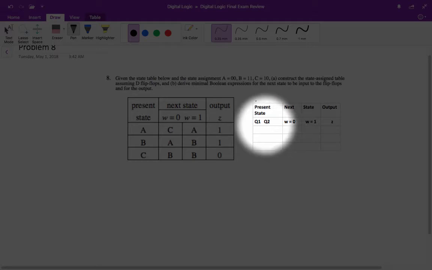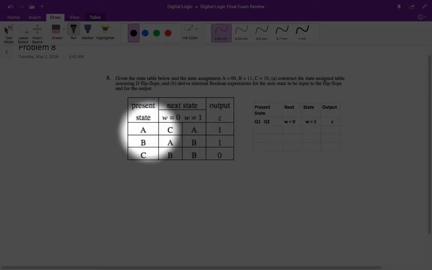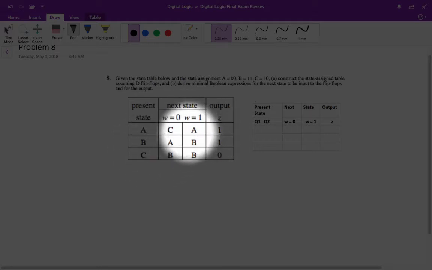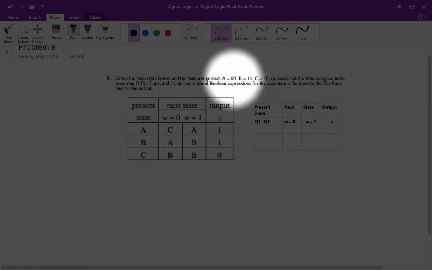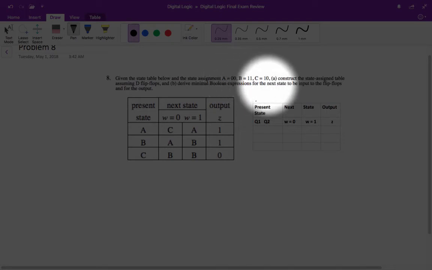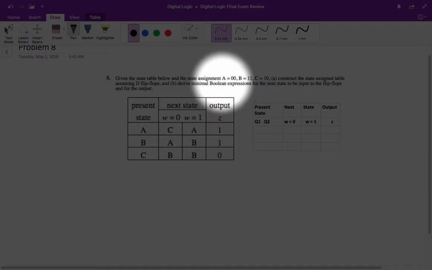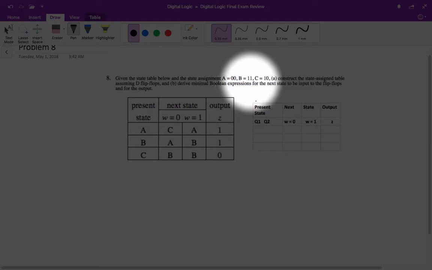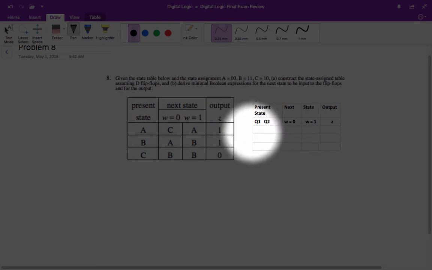and to do that we're going to just translate each of the A, B, and C to their equivalents up here, 0 0, 1 1, and 1 0. Now the first digit in each of these we're going to call Q1, and the second digit we'll call Q2. So for A, Q1 is 0 and Q2 is 0. For B, Q1 is 1 and Q2 is 1. And for C, Q1 is 1 and Q2 is 0. So all we're going to do here is replace the A, B, and C with their equivalents up here.